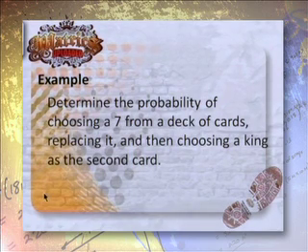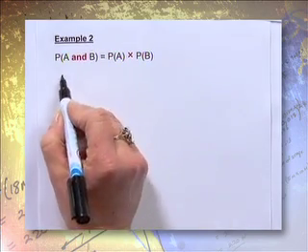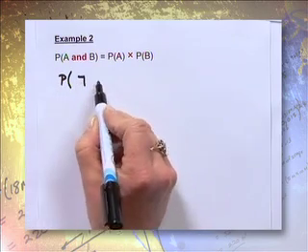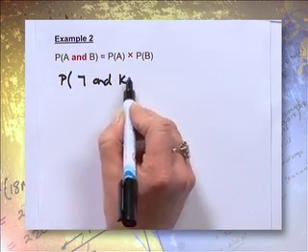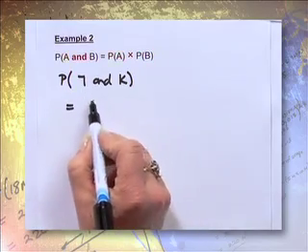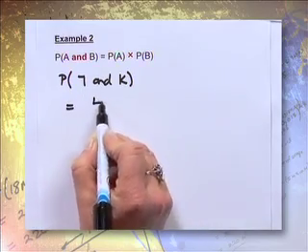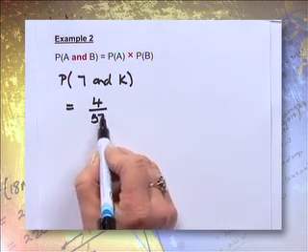Determine the probability of choosing a 7 from a deck of cards, replacing it, and then choosing a king as the second card. Okay, so what are we going to do? We want to get the probability of a 7, and then we're going to get a king. So, probability of getting a 7. We've got a full deck of cards. How many cards is that? 52. So, our probability of getting a 7 is going to be 4 out of 52, because in the pack we have 4 sevens.